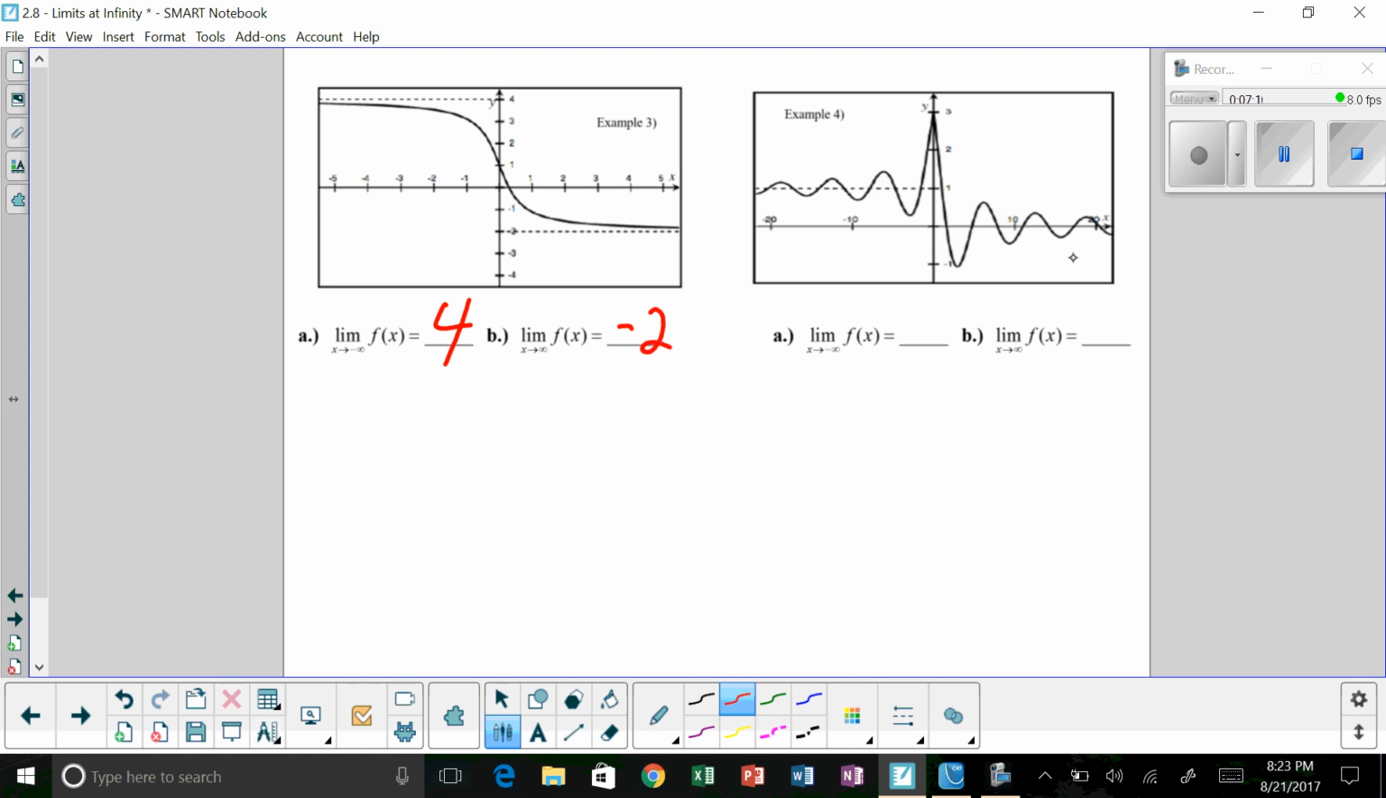Now, example 4 is a bit more interesting. Notice that the graph seems to oscillate around a horizontal asymptote. This is fine. This still obeys the definition of a limit. As x decreases without bound, in other words, goes to the left, the f of x values, the y values, get closer and closer to, in this case, 1. On the right-hand side, as x increases without bound, although we have this oscillation, the y values are getting closer and closer to 0.